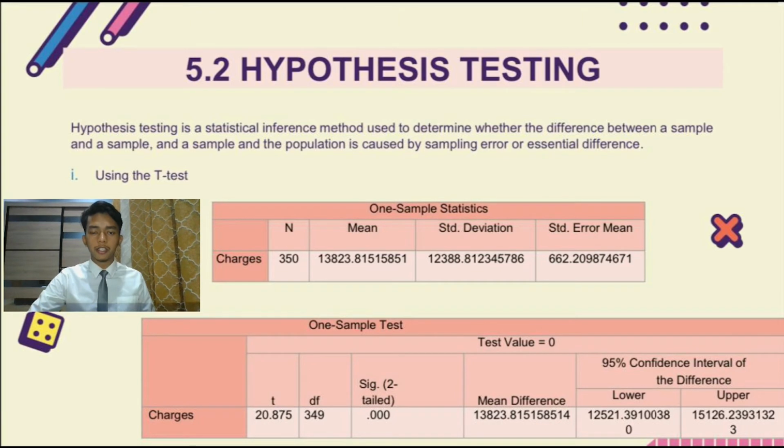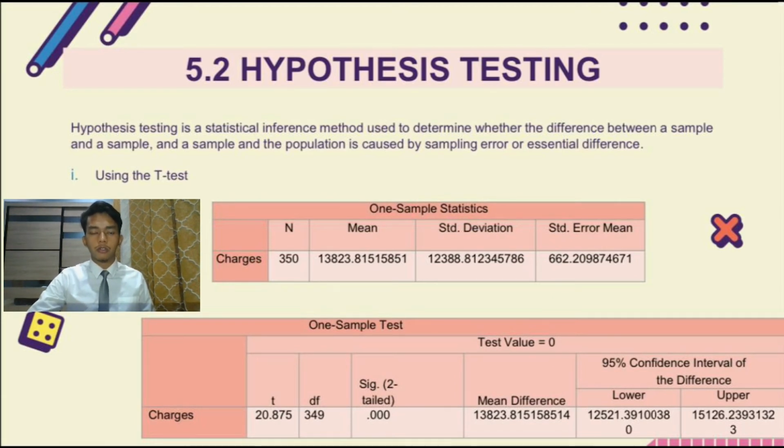For hypothesis testing, firstly, hypothesis testing is a statistical inference method used to determine whether the difference between a sample and the population is caused by a sampling error or an essential difference. Significance test is one of the most commonly used methods in hypothesis testing, and it is also the most basic form of statistical inference. Firstly, we use the t-test.